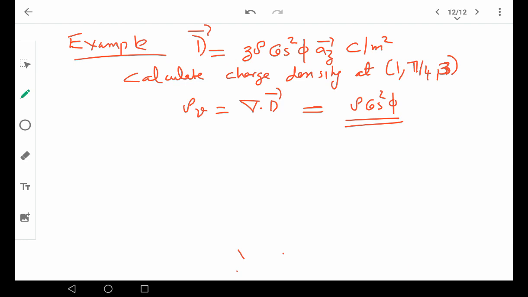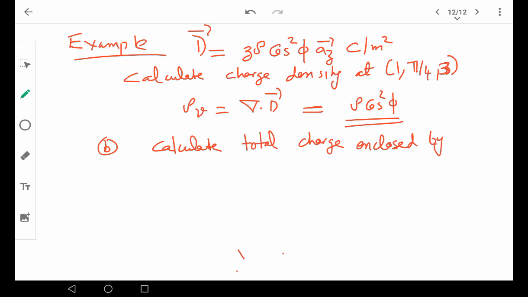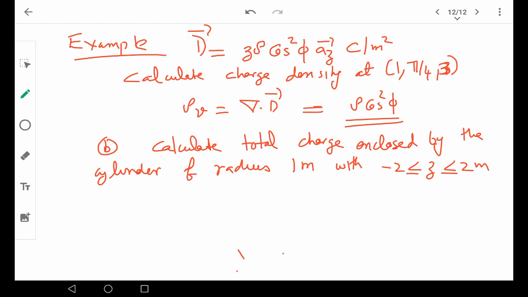Now the B part of this question is to calculate the total charge enclosed by the cylinder of radius 1 meter with minus 2 less than or equal to z less than or equal to 2 meter, right? So you see, this is very simple to do.